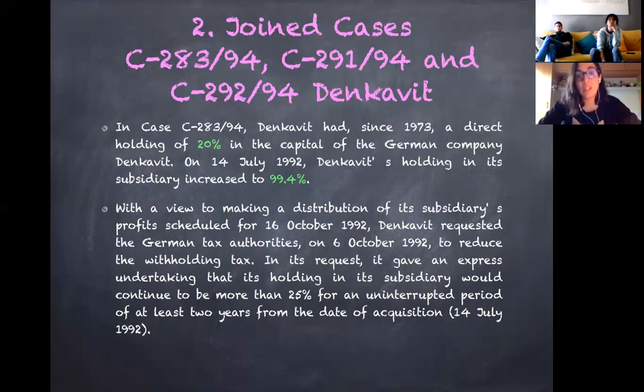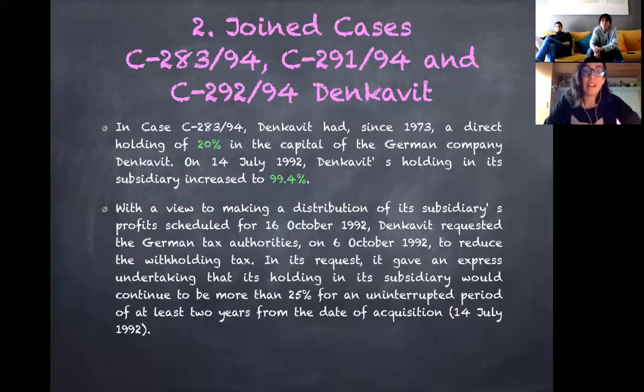In July 1992, Denkavit's holding in its subsidiary increased to 90%, more or less. So we have a parent company and also a subsidiary. The subsidiary was established in Germany and the parent was established in the Netherlands. At the beginning, the percentage of ownership was just 20%, but after an increase in this holding, the final amount was 99%.